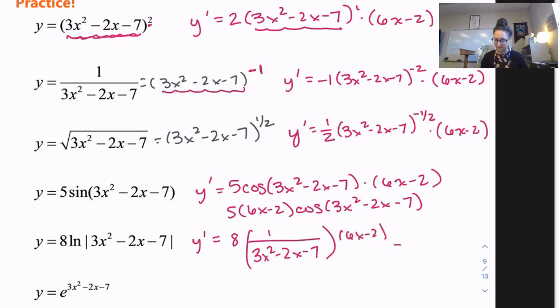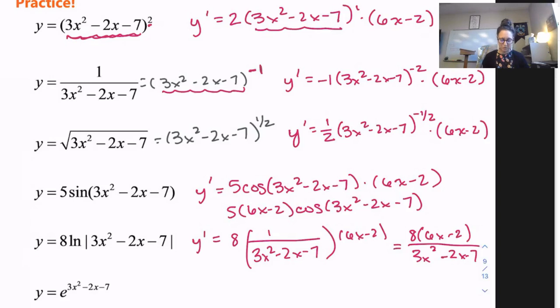You may see this written as 8 times 6x minus 2 in the numerator, and then that 3x squared minus 2x minus 7 in the denominator. So this first way we had it was not wrong, but if you see that, just don't let that throw you off.